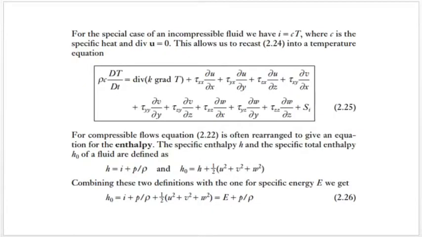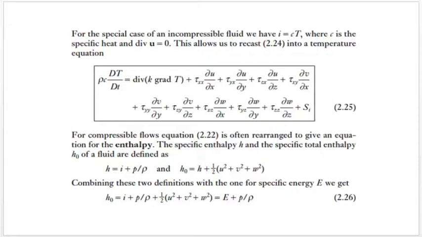Next come the special cases. For an incompressible fluid we have to assume I is equal to CT. We are talking about heat, so obviously we talk about the specific heat, right? So I is equal to CT, where C is specific heat, and div u is equal to 0. Substituting those values in equation 2.24, you get the whole equation mentioned in 2.25: rho C dT/dt is equal to div of k gradient T plus the remaining forces in those 3 directions plus S_I.